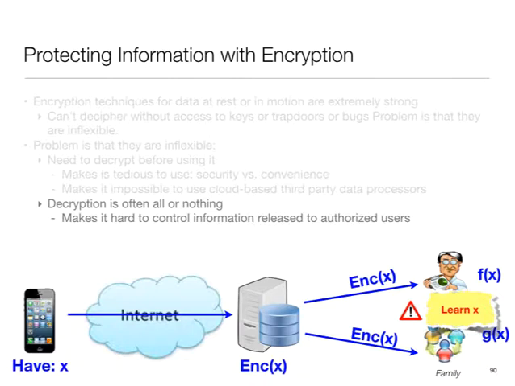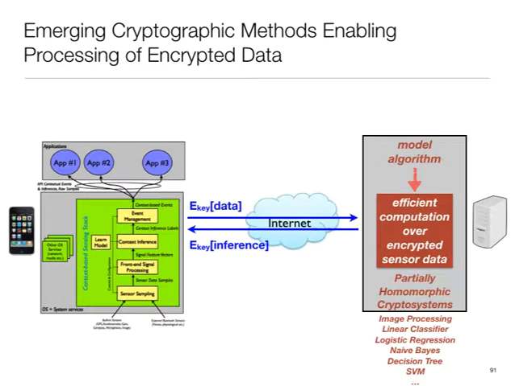So one approach is this notion of homomorphic encryption. Homomorphic encryption basically says that encryption and computation are commutative. So I can do encryption first and then computation, or vice versa. It makes no difference. There's a particular type of encryption that one could do.